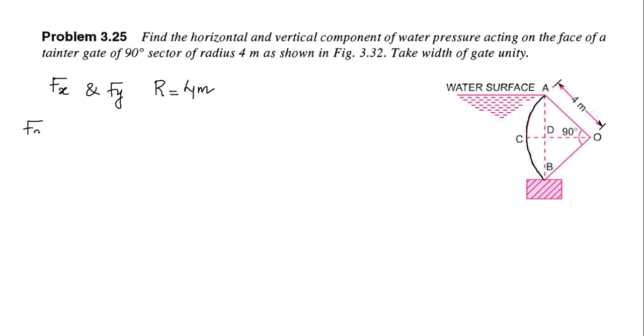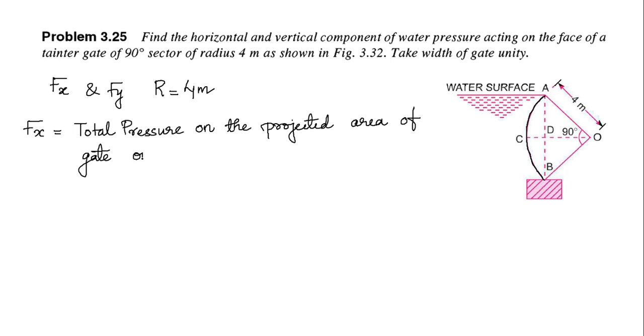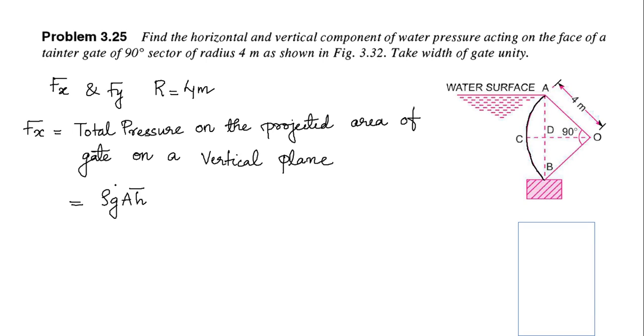Now Fx will be the total pressure on the projected area of the gate on the vertical plane, which is equal to rho g A h bar. Now we will see how the projected area will be. So as we all know, it will be a rectangle.